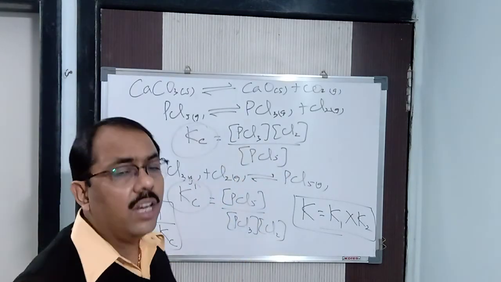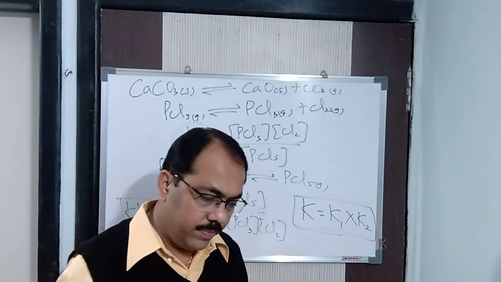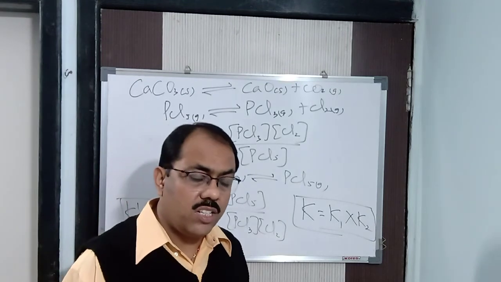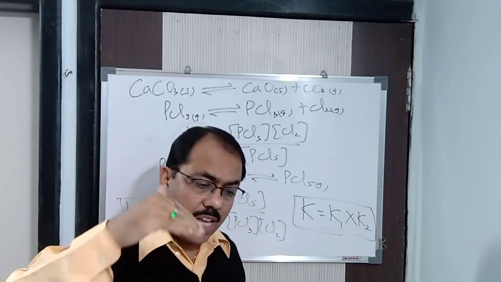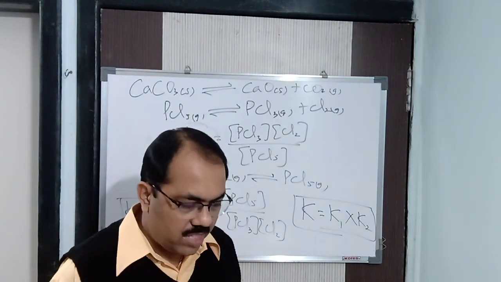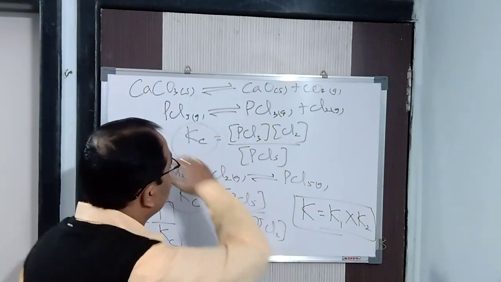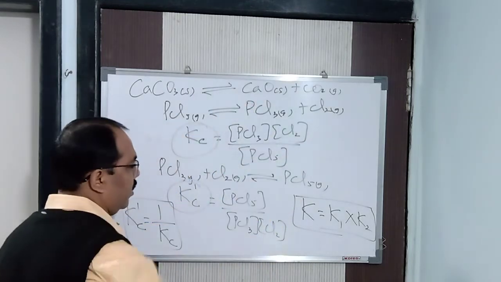So hence what we can conclude: if the value of the equilibrium constant is very, very large, much greater than 1, then the reaction has proceeded far towards completion, that is a better word. That means the reaction has proceeded in the forward direction only. It is moving in the forward direction.